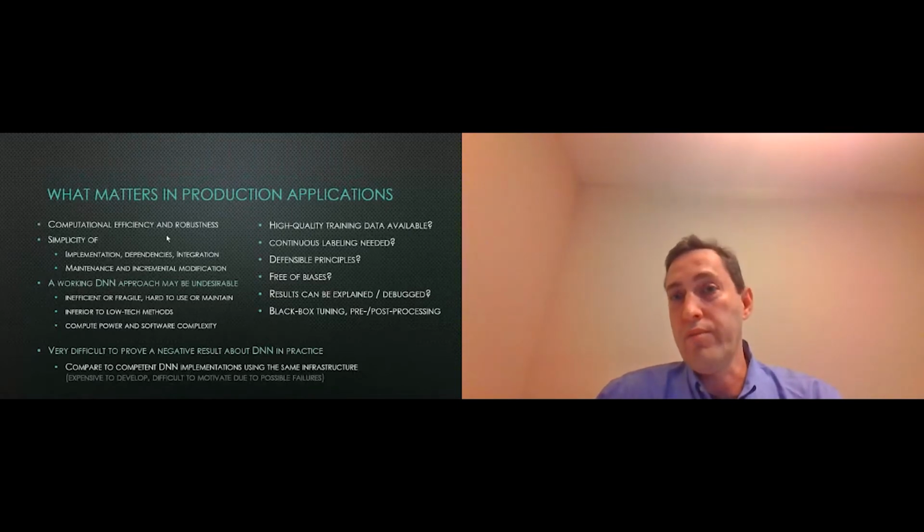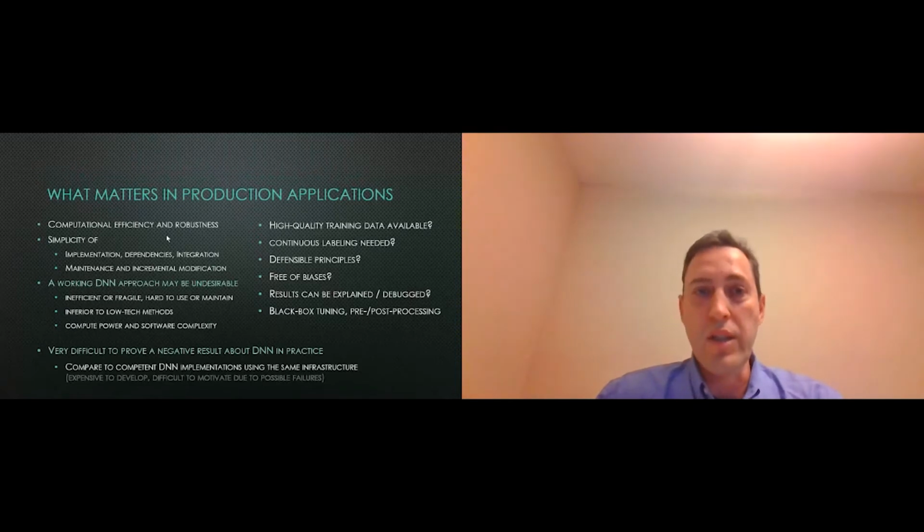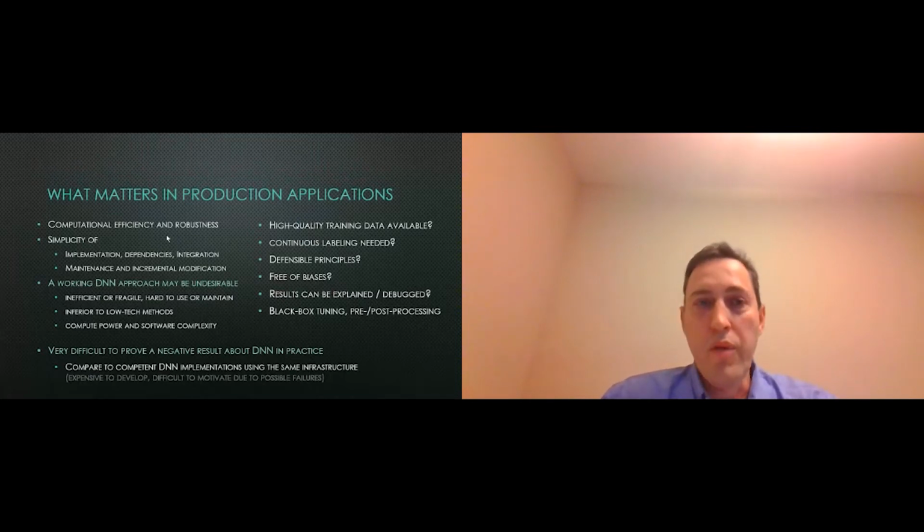And now we are gonna look for practical examples. But before we get there, let's review what it takes to deploy a successful application in production. The application needs to be computationally efficient. It needs to be robust in many ways, both software-wise and data-wise. Simplicity is very important, both for the implementation and for the dependencies, and of course also for the integration with other pieces. It has to be maintainable. Implementations are typically improved and incrementally modified. So it needs to be understandable.